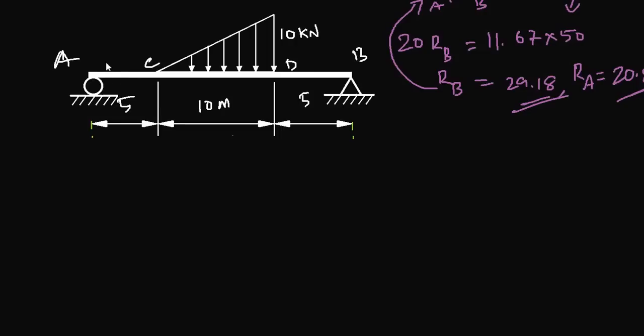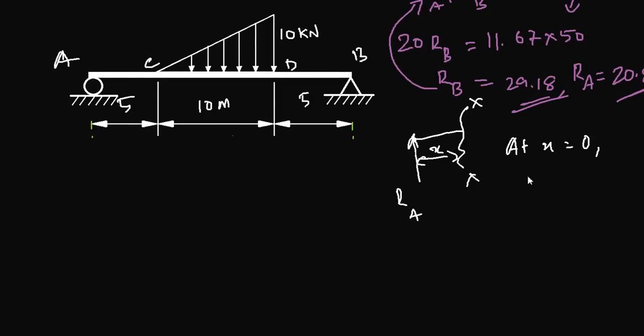So taking a section between A and C, you have RA here, and a section like this, X. The maximum distance of X is 5, X is 0 here and 5 here. So at X equal to 0, the force is RA, and at X equal to 5, the force is RA again. There is no load, it is 0, so it's still the reaction at A.